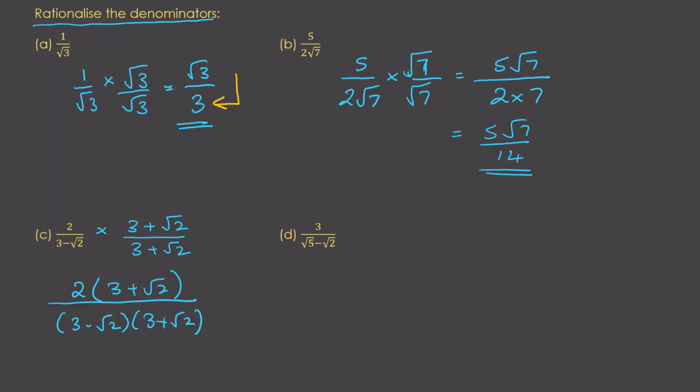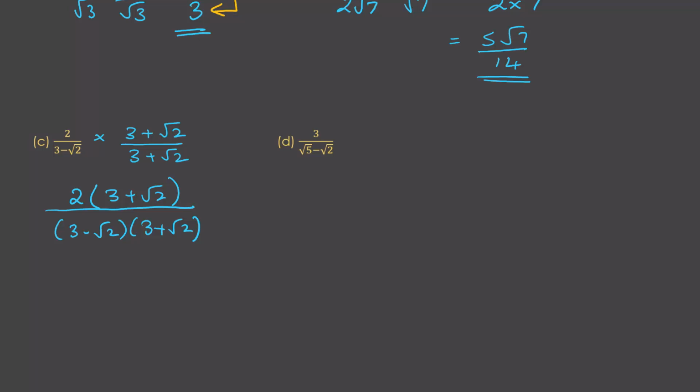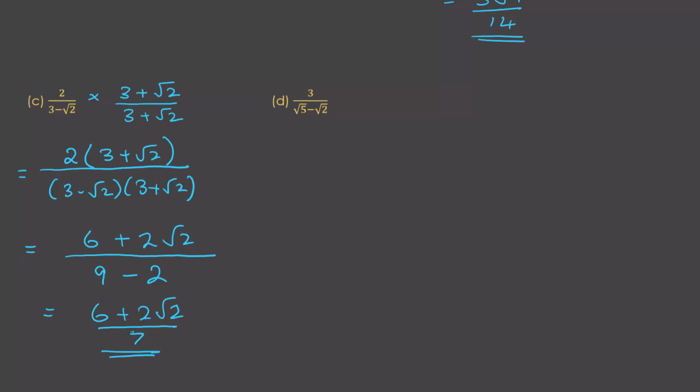Now we looked at expanding that in full in the intro, but I'm just going to make use of dots here. So what I'm going to do is expand out the top, and that's just going to give me 6 plus 2 root 2. On the bottom, I know it's just going to be 3 times 3, which is 9. Take away root 2 times root 2, which is, of course, 2. And so I get 6 plus 2 root 2 over 7. And once again, we have a rational denominator.